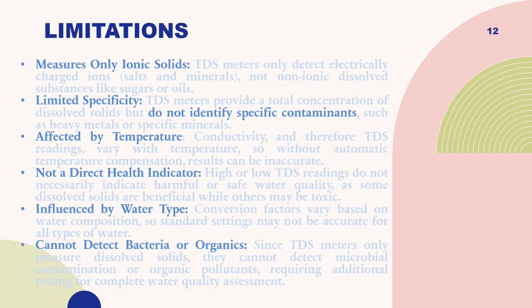Then, moving towards some of the limitations of a TDS meter. Measures only ionic solids. TDS meters only detect electrically charged ions such as salts and minerals, not non-ionic dissolved substances like sugar or oils. Limited specificity. TDS meters provide a total concentration of dissolved solids but do not identify specific contaminants such as heavy metals or specific minerals.